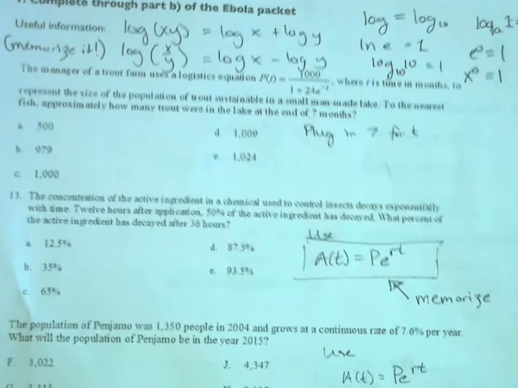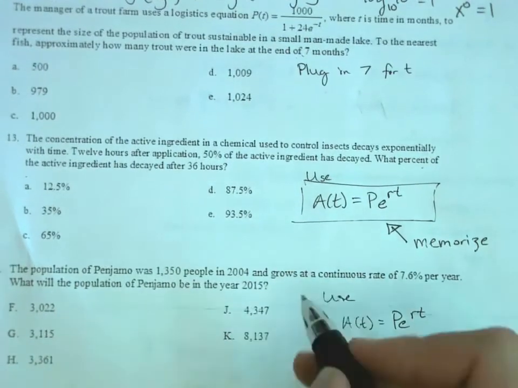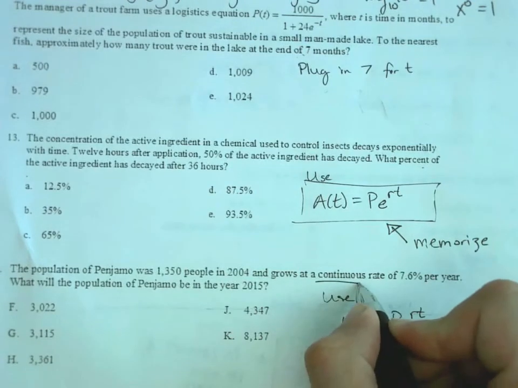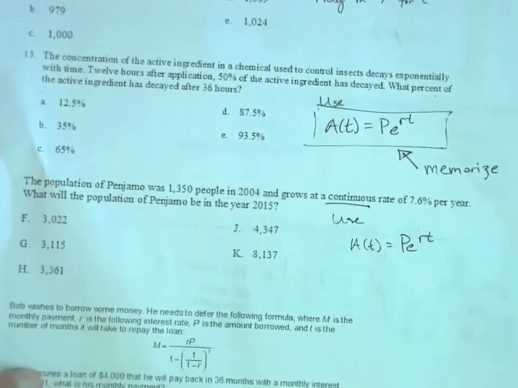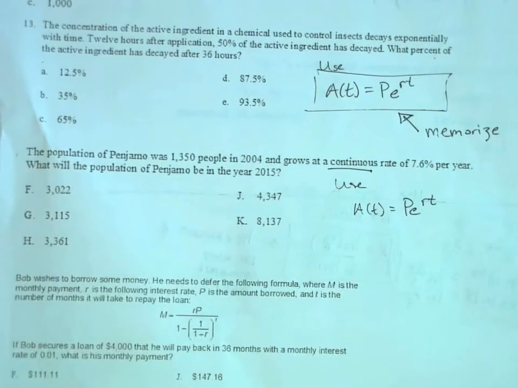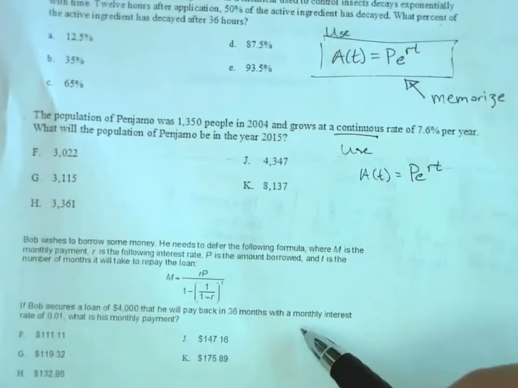The equation to use here is the same one. How do I know? Because it says continuous. That's how I know to use that equation. For this one, you're just going to plug in all the variables that it gives you. Nothing more to be said about this problem here.